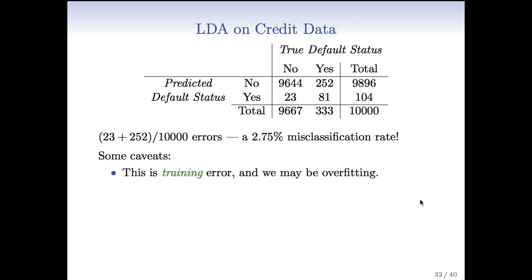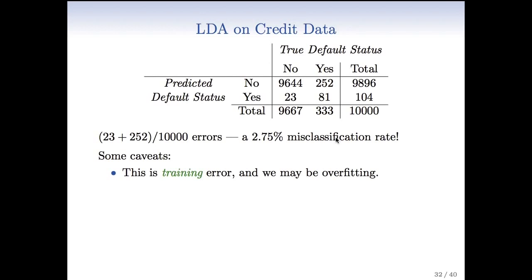And we produce, in this case, a misclassification table. Okay? So this table has, along the horizontal, the true status. So it's a true default status, which is no or yes. You can see we had 10,000 samples in the credit data. And in the vertical, we've got the predicted status, no or yes.